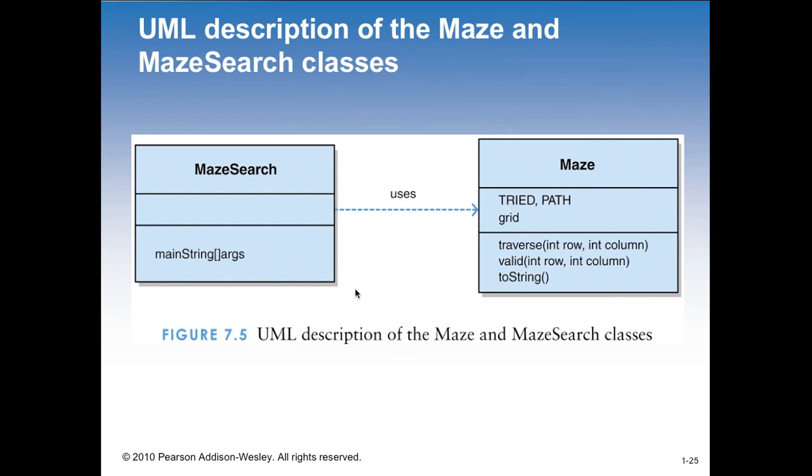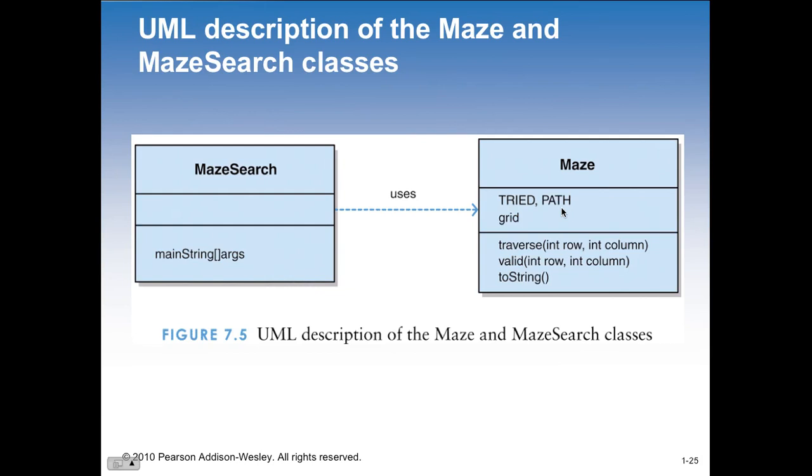And you're just sending it traverse, so you're just marking the spaces as you're going down, which is a recursive kind of behavior. So here's the UML description of the maze and the maze search classes that are included with that. So we have MazeSearch, which has got the main string with just the main program. And then the maze itself, which has got the, I tried this path, because if we tried it, we're not going to try it again.